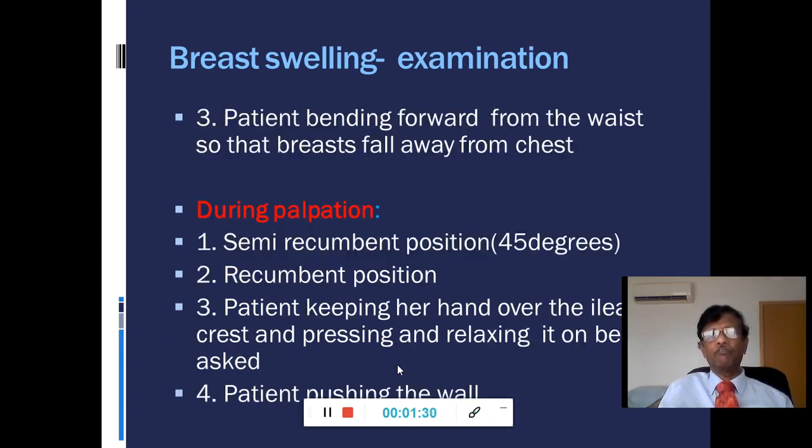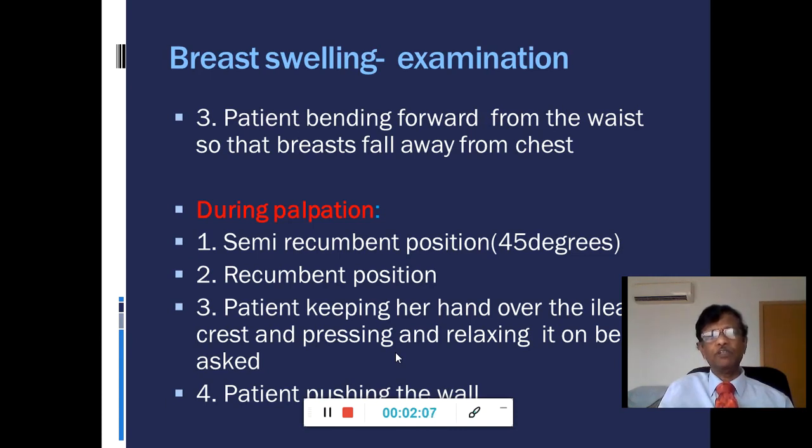The patient bends forward from the waist so that the breast will fall away from the chest. In this position, we can make out whether the swelling is arising from the chest wall or from the breast. Sometimes we may have to make out whether a swelling in the breast also gets fixed to the chest wall. Those arising from the chest wall, or fixed to the chest wall, will not fall away from the chest during the bending forward position. Those swellings which are in the breast will fall away. So that position will be helpful in the inspection.